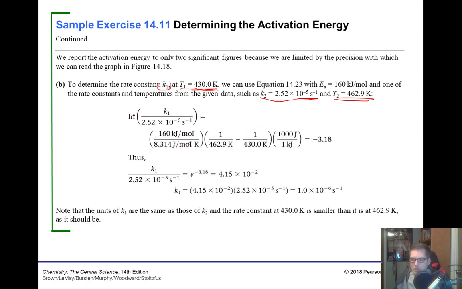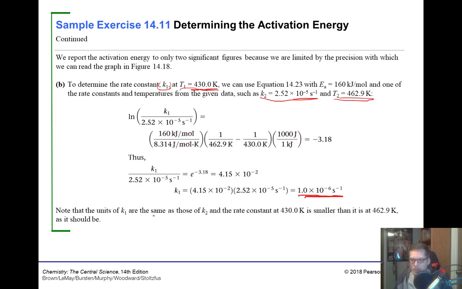They took the natural log of K1, and that's equal to all that. And so the right-hand side is equal to negative 3.18. And then in order to get rid of the natural log, you take e to both sides and then multiply it by this. So the K value at 430 Kelvin would be 1 times 10 to the minus 6.